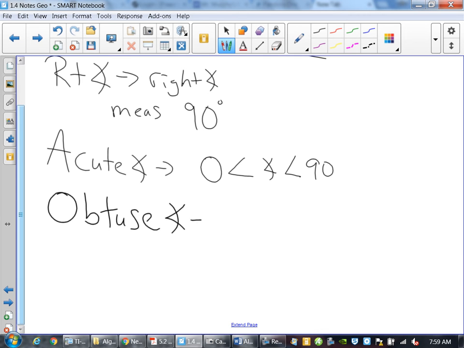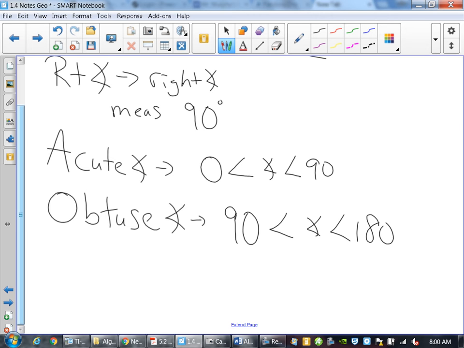Obtuse. An obtuse angle is an angle that measures between what and what? 90 and 180. An obtuse angle is an angle whose measurement is greater than 90 degrees, but less than 180. Now, do you see why I put that little arc in my angle? When we start talking about less than symbols, the less than symbol looks a whole lot like an angle symbol if you're not careful with it.